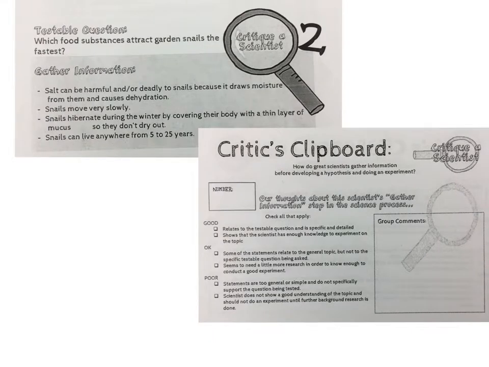All right, let's look at our next scientist. This next scientist's testable question says, which food substances attract garden snails the fastest? Pause the video, read this scientist's information, and then use the critic's clipboard to figure out if his research is good, okay, or poor. Now that you've paused the video and figured out which of these evaluations this scientist's information is, let's talk about it. I think this scientist has poor research.